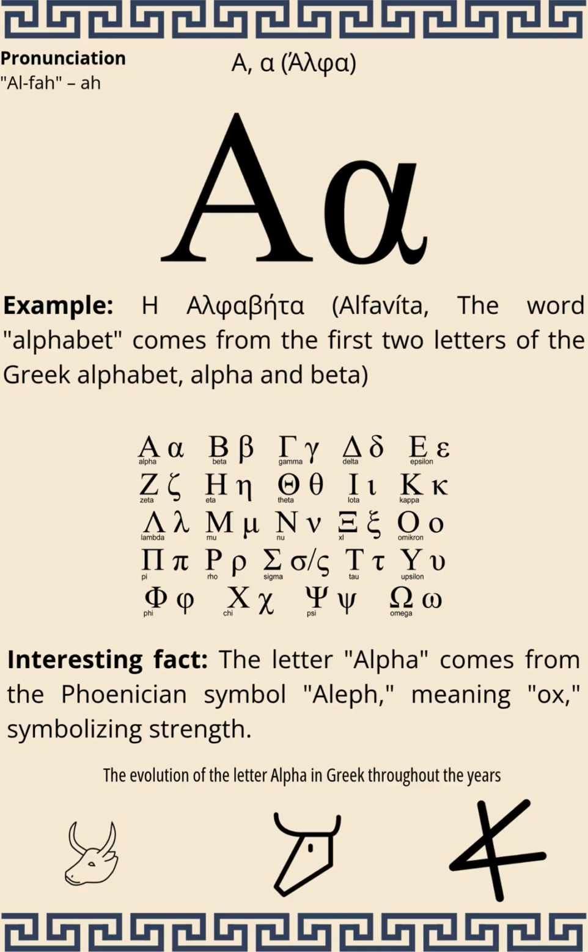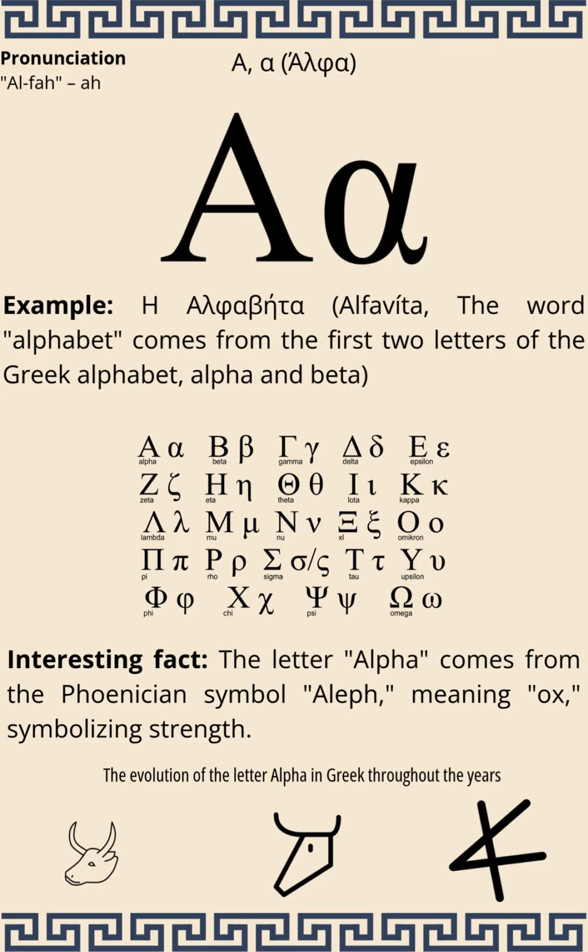If you want, later by yourself, I have put also some interesting facts about each letter. For example, the letter alpha comes from the Phoenician symbol aleph, meaning ox, symbolizing strength, etc. And here I have put also some very interesting pictures that show you the evolution of alpha during the years. So we will go and talk about the essentials together.